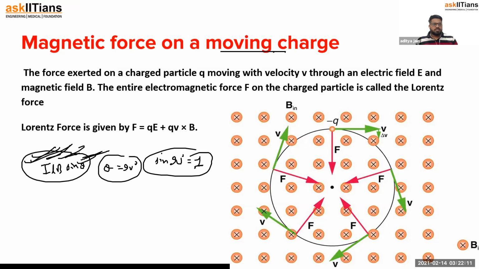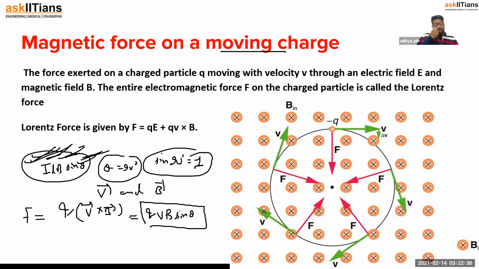Magnetic force on a moving charge. So basically, whenever a particle having charge Q moves in a magnetic field with a speed or velocity v and magnetic field B vector, the force acting on it will be given by the formula QV cross B. This is a cross product, or you can say vector product, which is given as QVB sin theta.